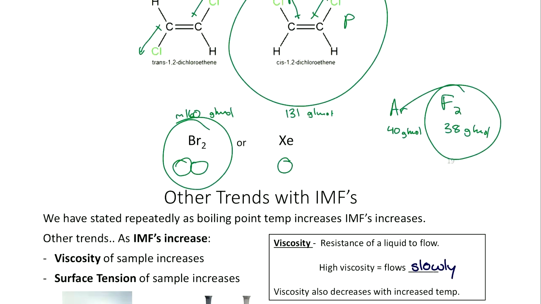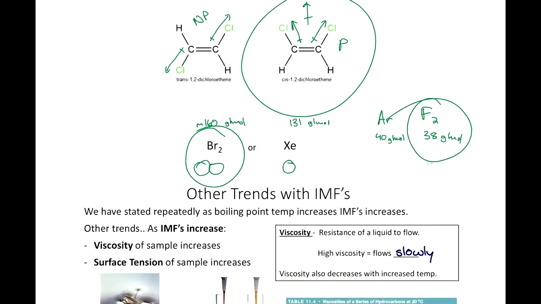I could say argon and fluorine, here are their boiling point temperatures. What explains their boiling point temperatures? One of those options would be molar mass, but you should recognize that the molar masses are so similar, that's not what explains the difference. That's how we would approach a question like that.